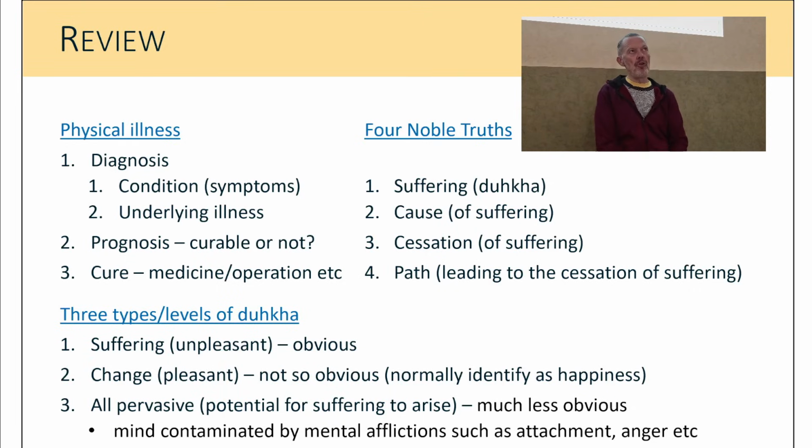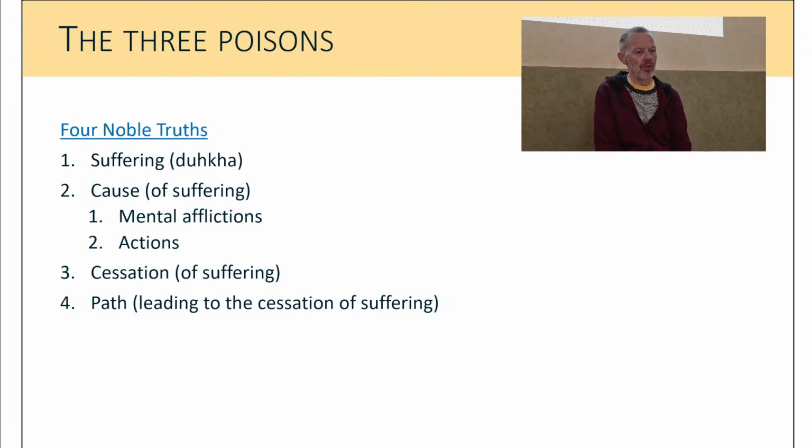So now we'll move on to the second noble truth. What is the underlying illness that is leading to us being in this state of suffering, or dukkha? And here the Buddha identified two things: mental afflictions and actions. And so we're going to look at that now before we go on to looking at anger and attachment specifically. First, mental afflictions.